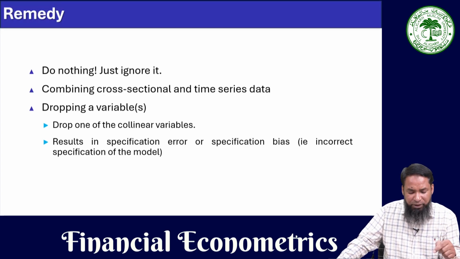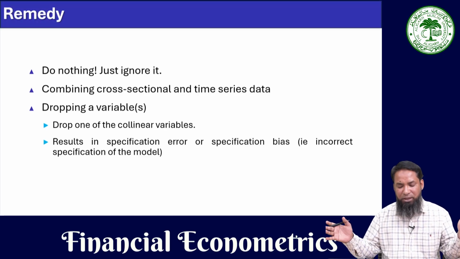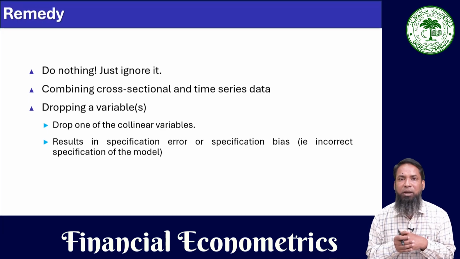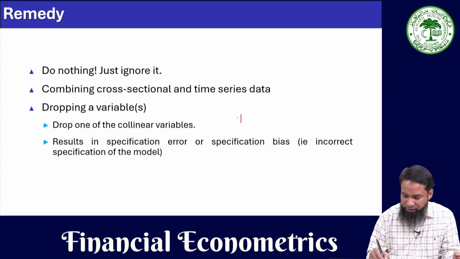Second, we can combine the cross-sectional and time series data, because we often observe the multicollinearity problem due to the cross-section or the time series having the two variables. So let us combine both the cross-sectional and time series data to avoid this. Or we can drop one of the collinear variables. Let us say there is perfect multicollinearity between x1 and x2. So either you drop x1.